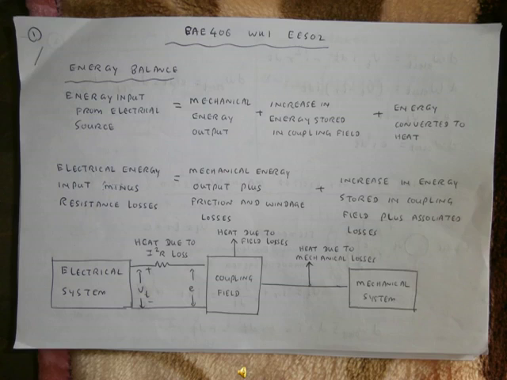So this is the coupling field. The coupling field also has heat loss due to the field losses. Then the coupling field energy is converted to the mechanical system. During this stage, heat can also be lost due to mechanical losses, and then the final output goes to the mechanical system. So this is the energy balance diagram.